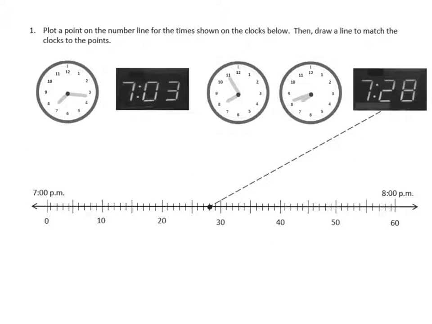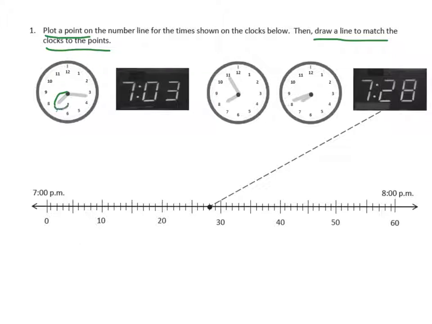Let's take a look at number 1. It says plot a point on the number line for the time shown on the clocks below. Then draw a line to match the clocks to the points. So if we see on our number line, we see that it is already labeled for us. Let's take a look at the first analog clock.